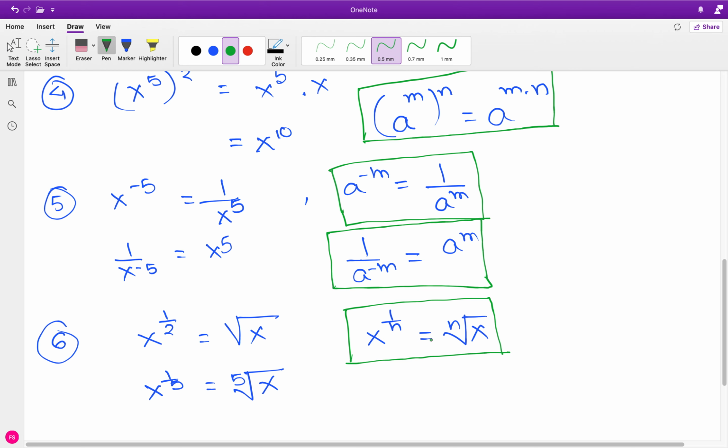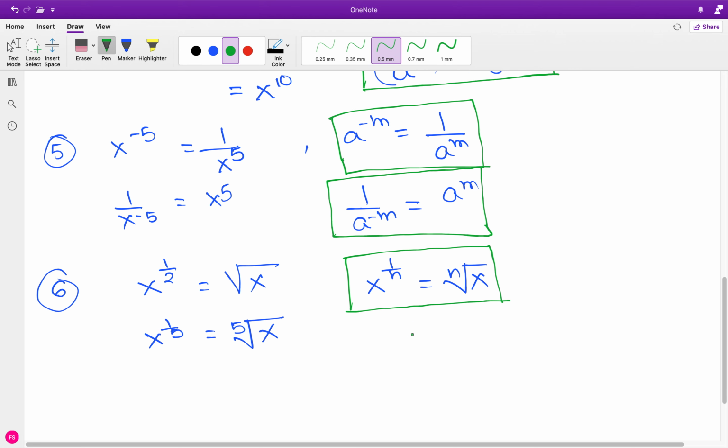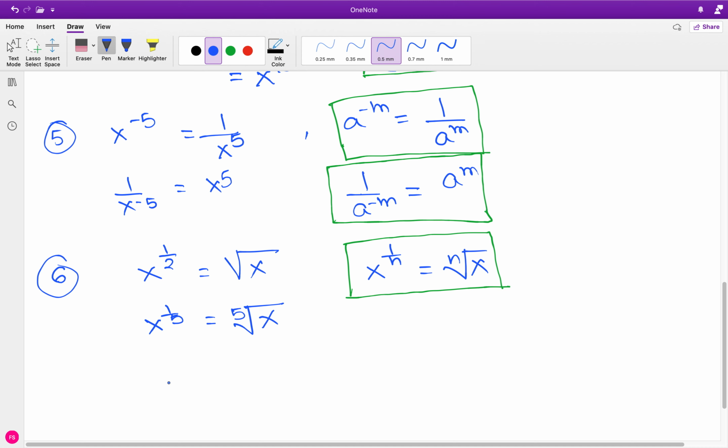This is one rule. Now, what if we have the square root of x, but we have some number outside? Like if we have the square root of x and then we have a 3 outside. What does it mean? We know already that the root means a power of 1 over 2, but you also have a 3 outside. We already learned this before: if you have a power raised to the power of something, you just multiply the powers. So this equals x to the power of 3 over 2.